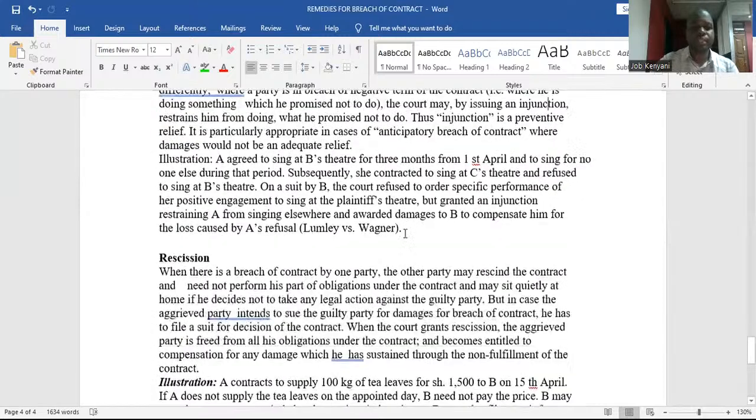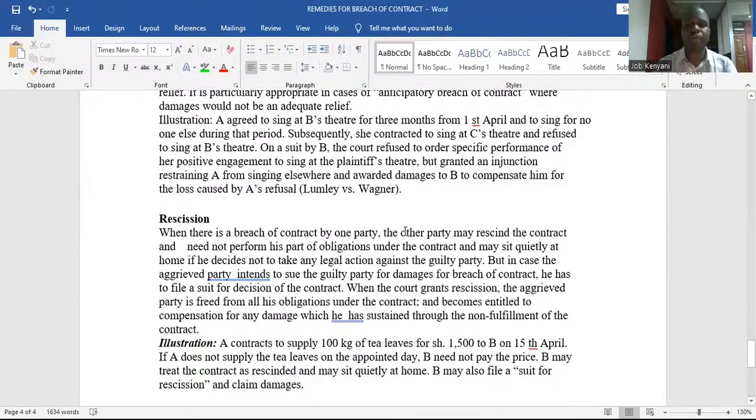Rescission simply means that you cancel the contract where you think there's a breach of the contract. You can decide to rescind and just sit back without even having to inform the other party. When there's breach of a contract by one party, the other party may rescind the contract and need not perform his part of the obligations, and may sit quietly at home if he decides not to take any legal action against the guilty party. You can just cancel it and sit back at home since you have discovered the other party is not fulfilling his duties under the contract.